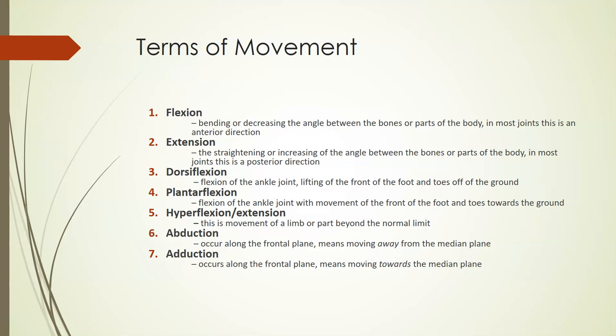Now, you can have such a thing called hyperflexion and hyperextension. This is those folks who we say are double jointed and are able to move joints beyond what's considered the normal limit.